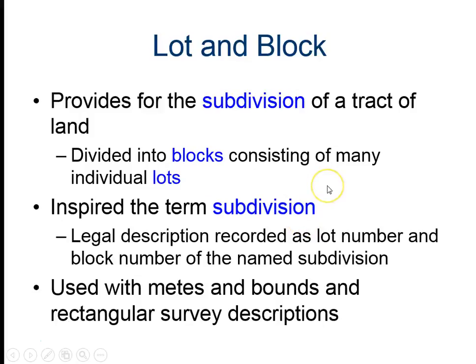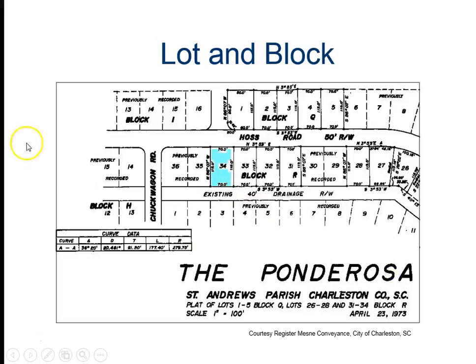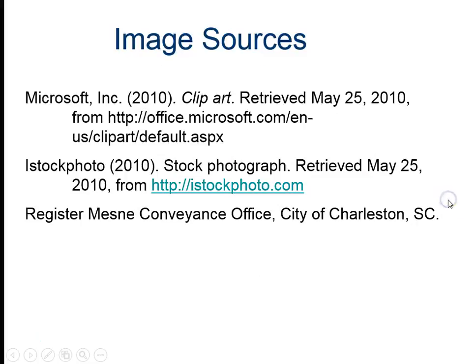Lots and blocks further divide things even smaller. This is how we get a block in a subdivision or a lot in a subdivision. For instance, if I'm looking at this outline of a subdivision, we've already gotten to this square here. Now this would be lot 34 on this block. That's it.